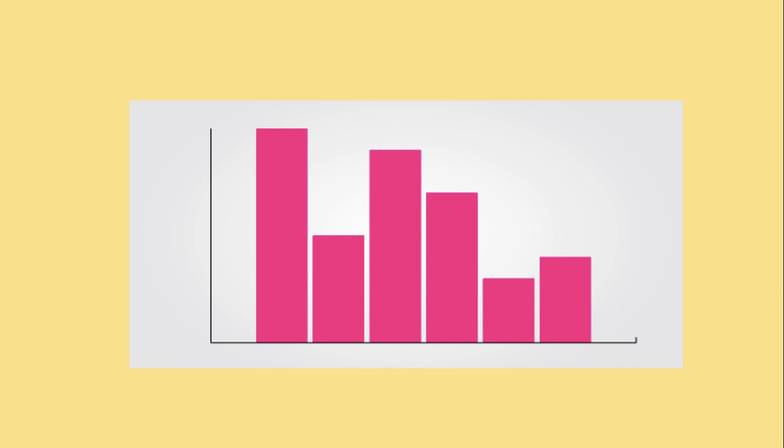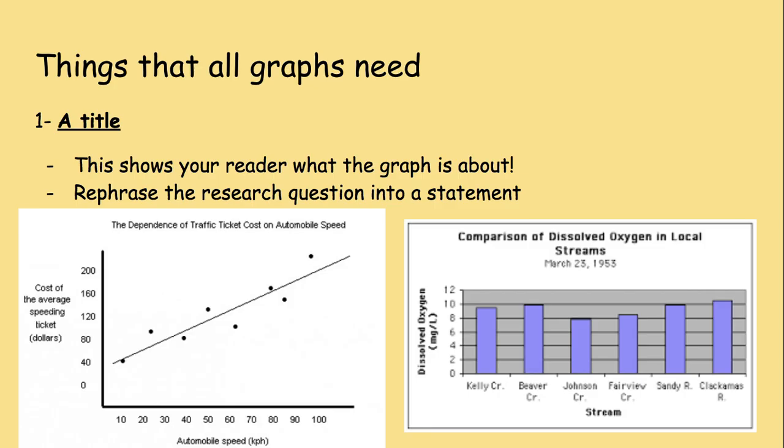We want to make sure when we make a graph that it is complete. So you need four things on each graph. And it is imperative for your assignments, okay? I expect you to include all these things. Thing number 1, a title. I take off points if you don't put a title.